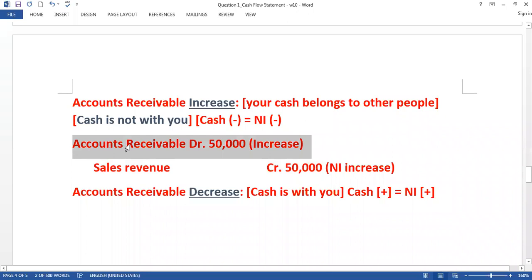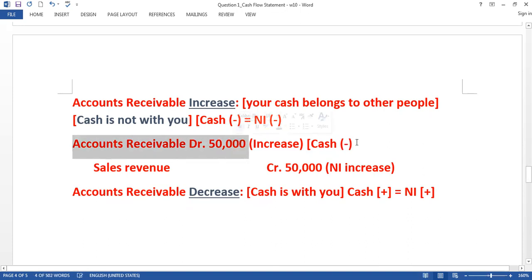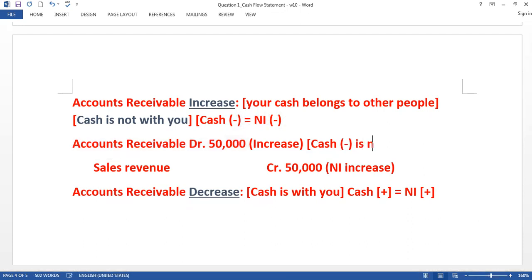But you did not receive cash, right? You did not receive cash. That means accounts receivable increase here. Accounts receivable increase means cash is not with you. Do you understand? But here we already increased the net income. Try to understand. We already increased the net income.